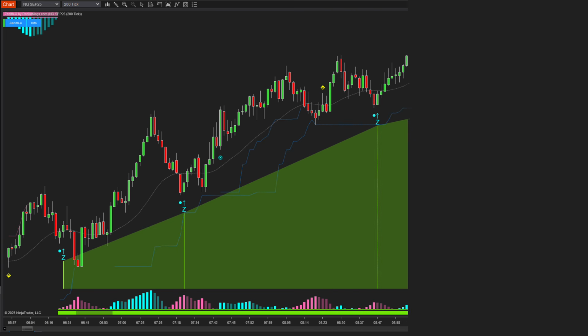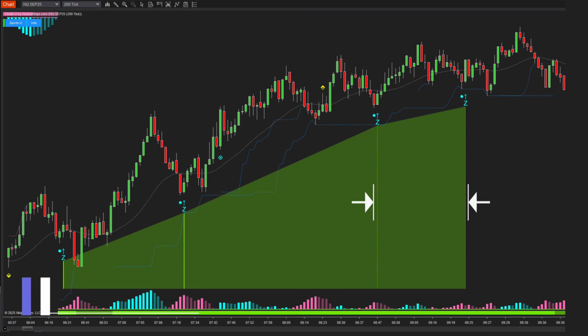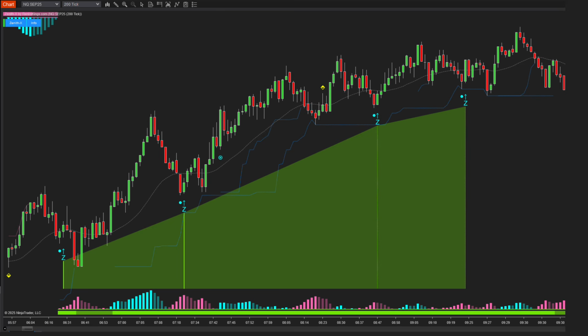In these cases, the system displays the signal line in a thinner format, visually indicating a weaker setup that may require more caution. This visual distinction allows you to assess the quality of each signal at a glance, helping you prioritize stronger opportunities and avoid chasing trades in weak or late-stage trends.